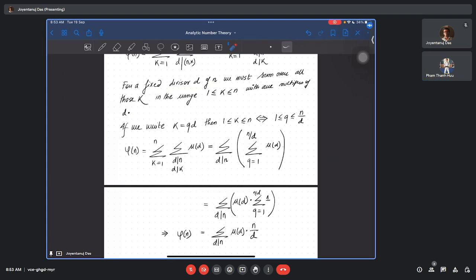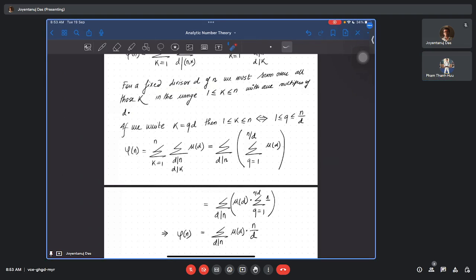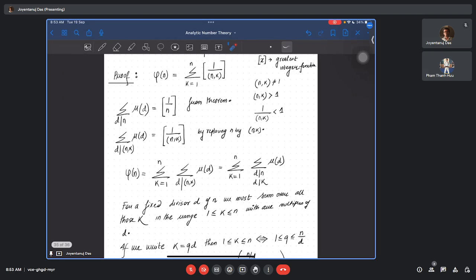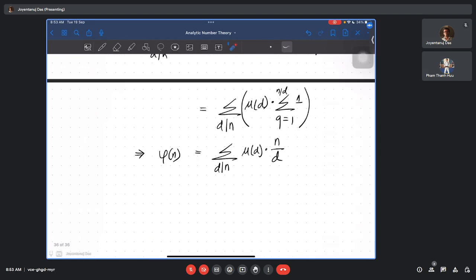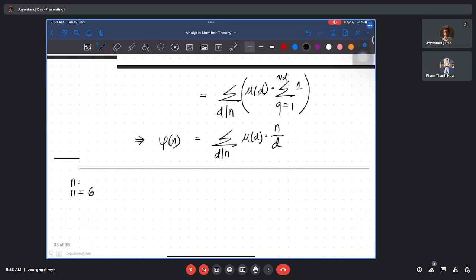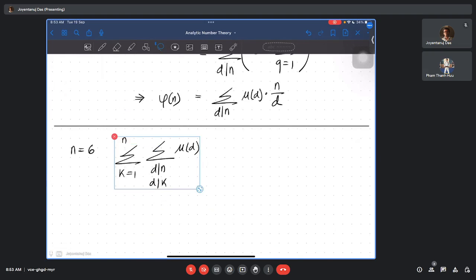Okay, let us see an example. I think that will be easier, right? So suppose your n is 6. Let us see what happens to this summation. So suppose n equals 6, then what is my summation? If n equals 6, then you have here this is 6 and here this is 6, right?